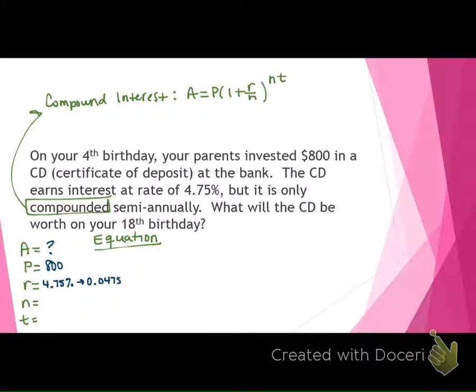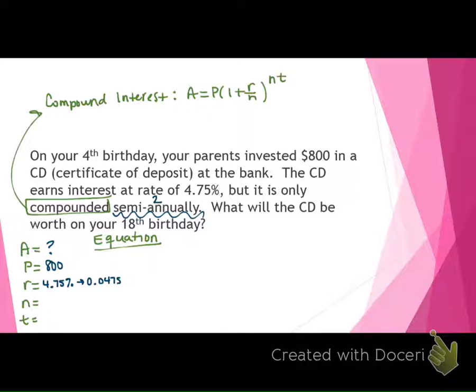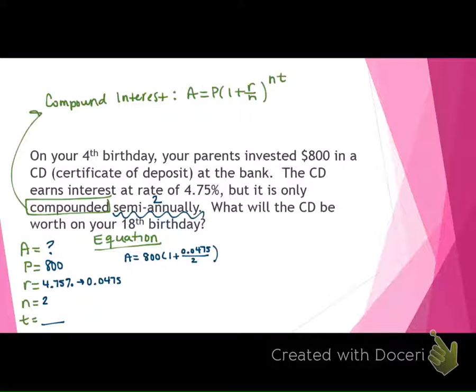N is your number of times compounded in a year. How many times is this compounded, Kaylin? Twice. The word semi-annually here means that N is 2. And then T is what we will plug in for. So that's just our equation.